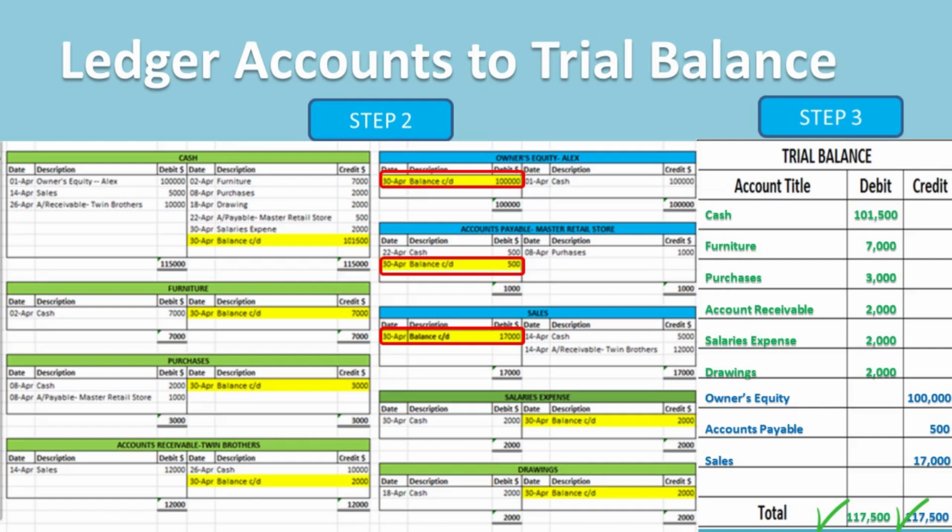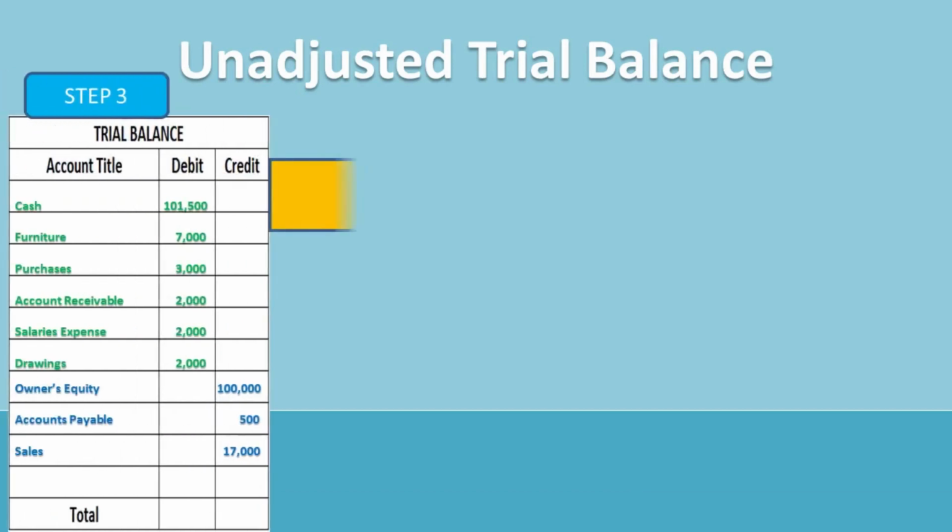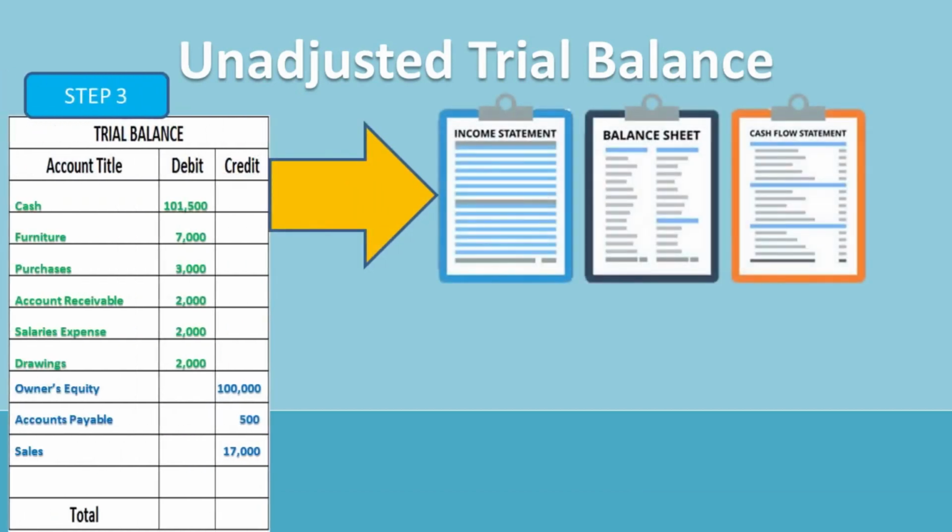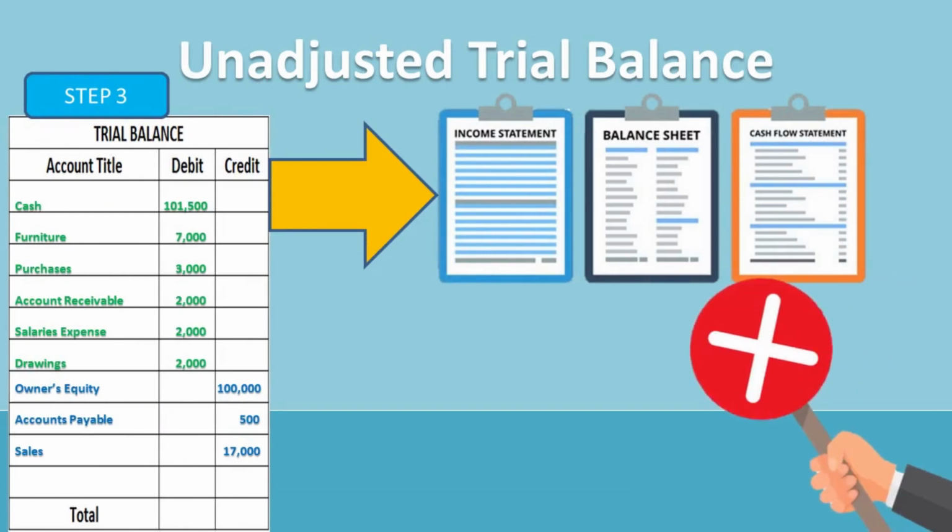Since we are preparing an unadjusted trial balance, there are multiple entries that still need to be adjusted. If we prepare the financial statements using the unadjusted trial balance, they will be inaccurate. The unadjusted trial balance serves only to review your accounts and determine the necessary adjustments to make. Such adjustments might include accrued interest expenses and depreciation charges on fixed assets.